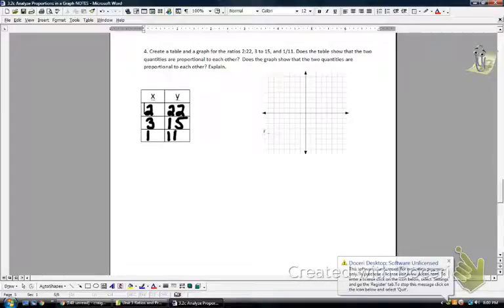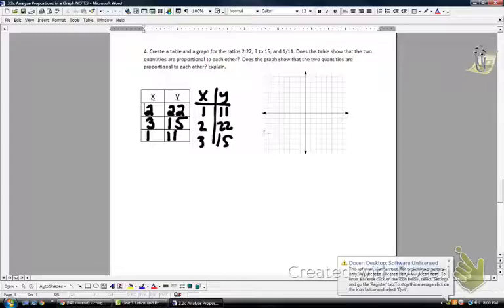And so the way those values are given to me, they are not in order. So I'm going to rewrite this table, and I'm just going to put these in order. So I have 1, 11, 2, 22, and then 3, 15. And that will make it a little bit easier to graph.